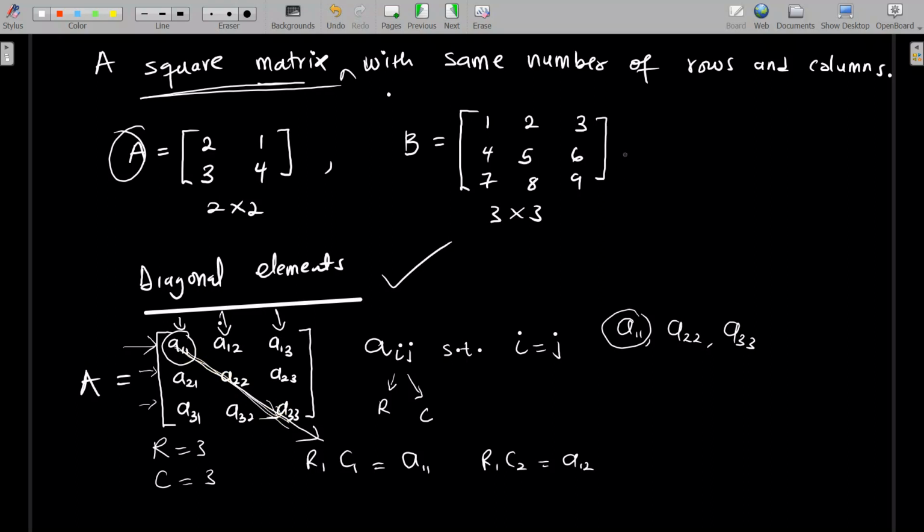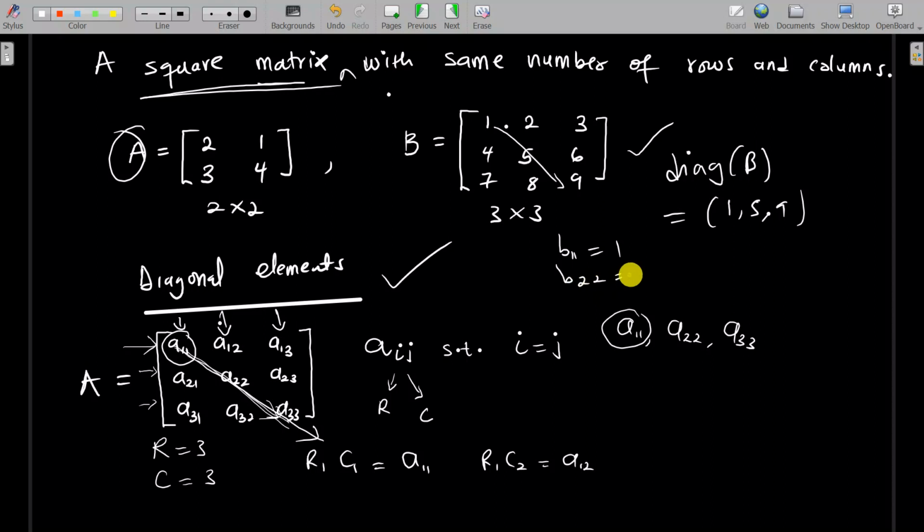So in an example of B here, the diagonal, in this lesson I'm going to use diag of B, is going to be the elements 1, 5, and then 9. So all the elements here. In this case, B11 is equal to 1, that is the entry of B at row 1 and column 1. B22 is also equal to 5, and then B33 is equal to 9. So that is what we mean by diagonal elements.